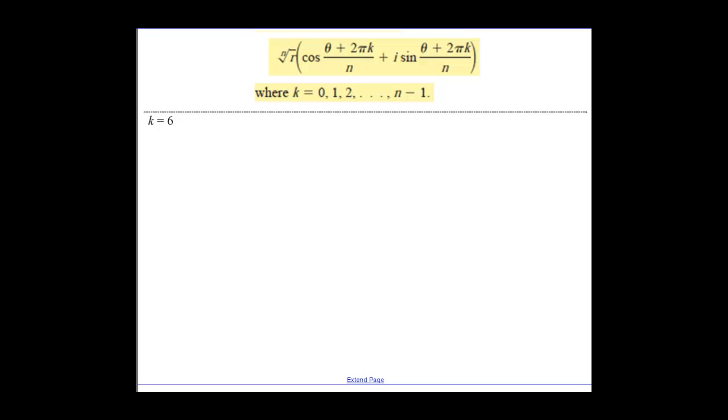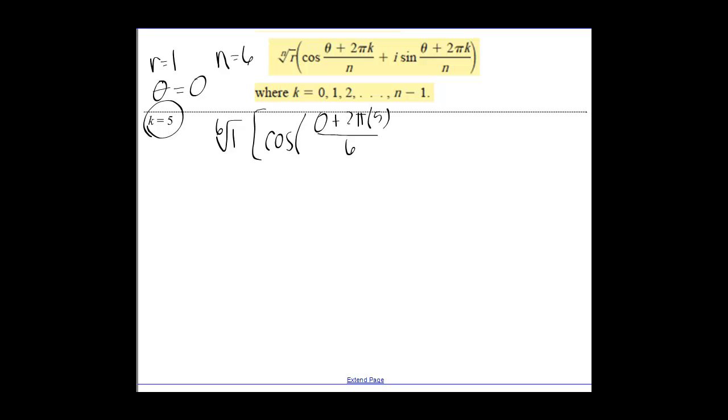And lastly, for k equals 5, remember r is still 1, theta is still 0, and n is still 6. Now my k is 5. So out front, we still have the sixth root of 1, open bracket, cosine of theta is still 0, plus 2 pi, k is now 5, all over 6, plus I sine. Let's see, my numerator is going to be 10 pi over 6, or 5 pi over 3.